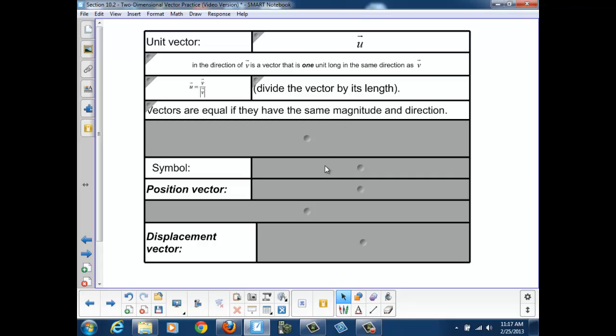Two vectors are equal if they have the same magnitude and direction. So they could be anywhere on our page or in space. As long as they have the same length and are pointing in the same direction, we consider those vectors to be equal.